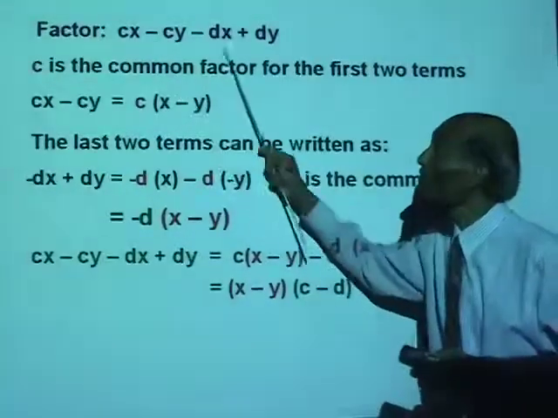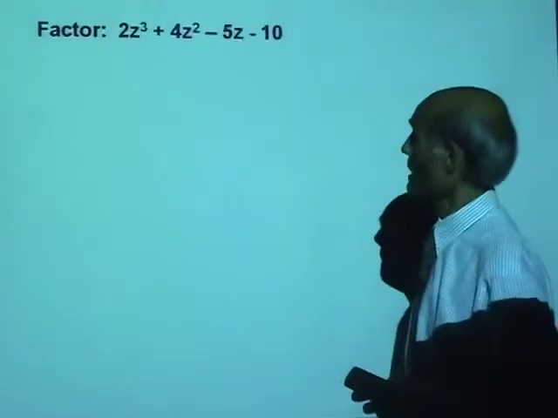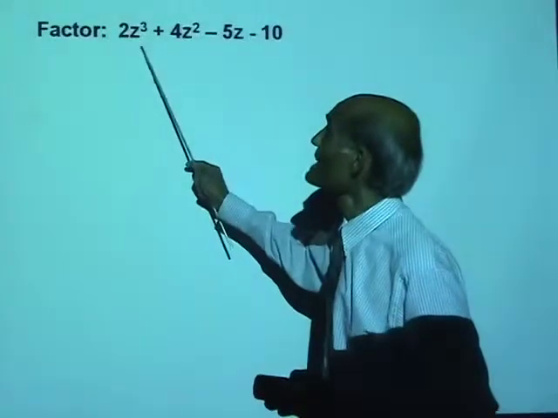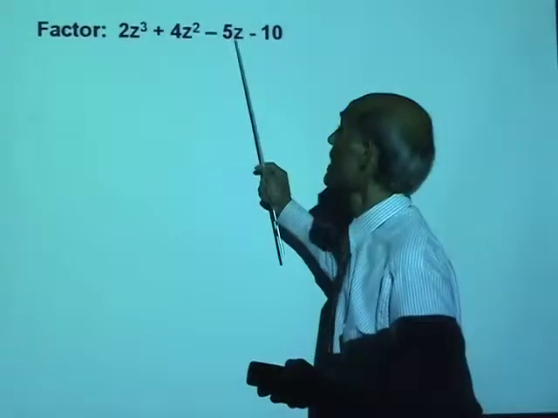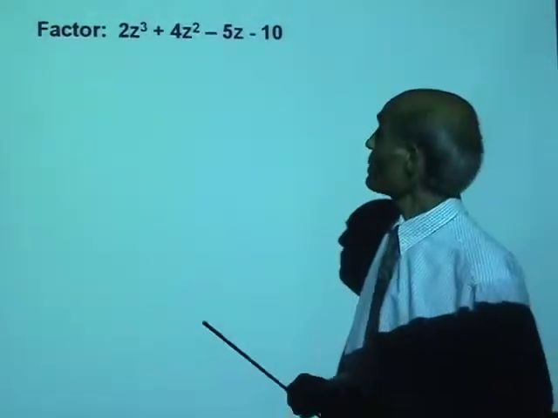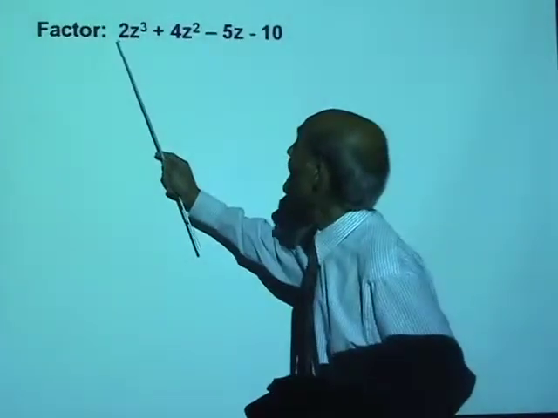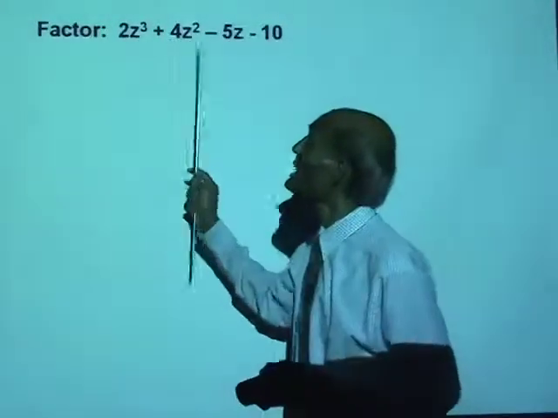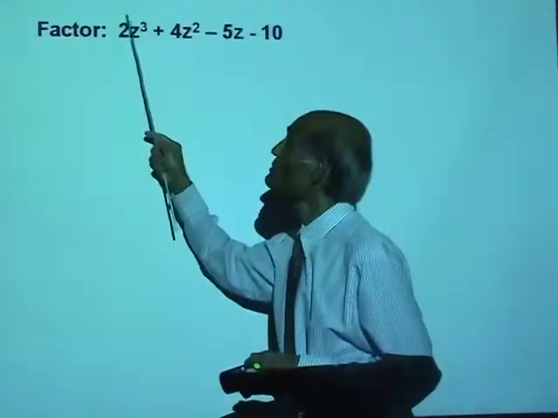Go back and practice this one more time on your own. Alright, another one. Factor 2z cubed plus 4z squared minus 5z minus 10. What do we do here? Well, look if you can find a common factor in the first two terms. Can you identify a common factor for the first two terms?